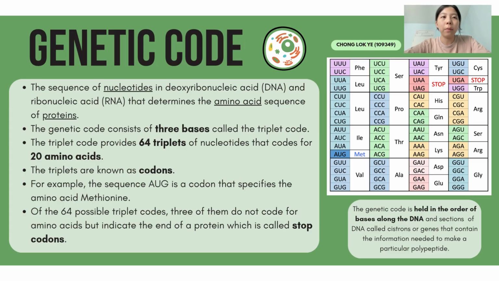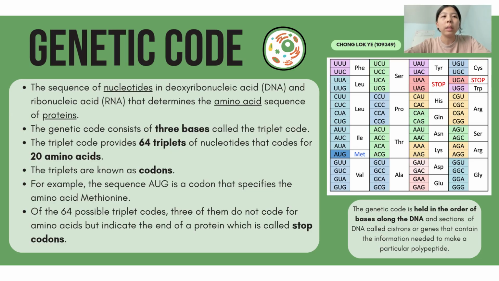Since there are 4 different bases, combinations of 3 bases produce 64 possible codons which code for 20 amino acids. For example, the codon AUG codes for the amino acid methionine. It is known as the start codon because it signals the beginning of protein synthesis. Among all 64 codons, 3 of them are stop codons. These do not code for amino acids, but instead, they signal the end of protein synthesis.